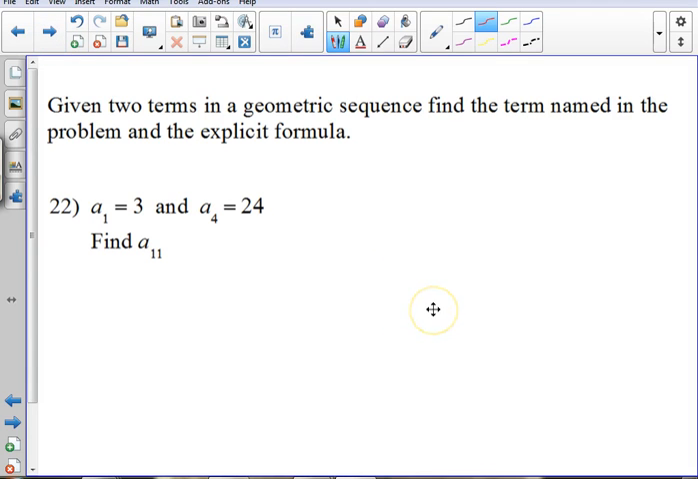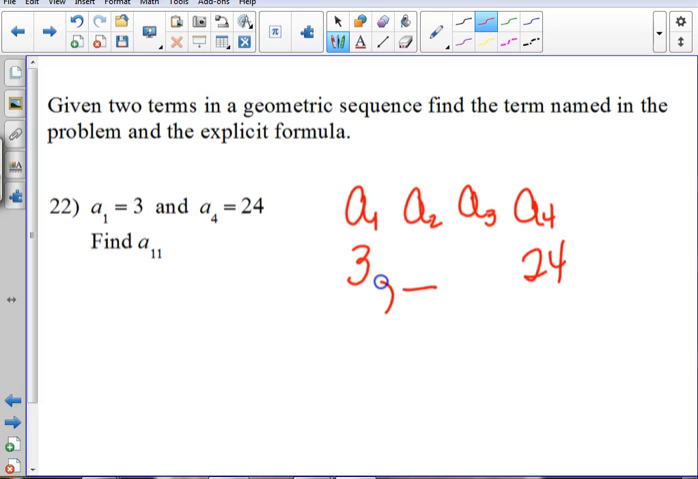All right. 22 give two terms. Okay. Find the term named in the problem in the explicit. All right. So I don't tend to use a formula for this. I tend to think about what's going on. A sub 1 is 3. A sub 2 we don't know. A sub 3 we don't know. A sub 4 is 24. And eventually we want a sub 11. But we need to figure out what's happening in here, what we were multiplying by to get this to work. Ideas?